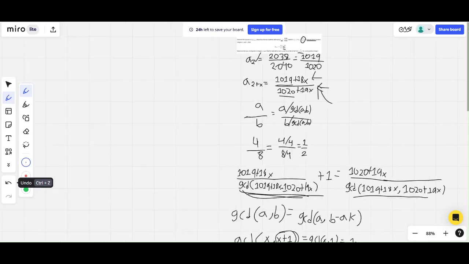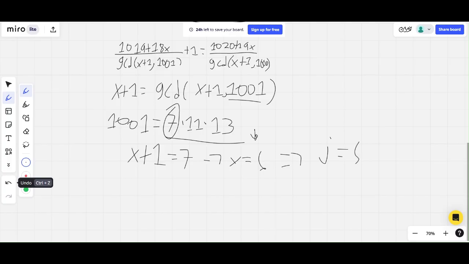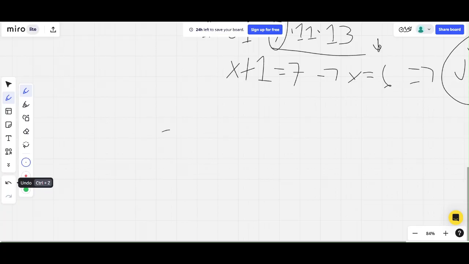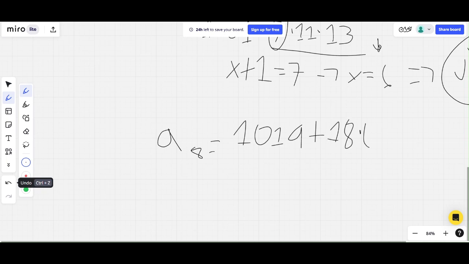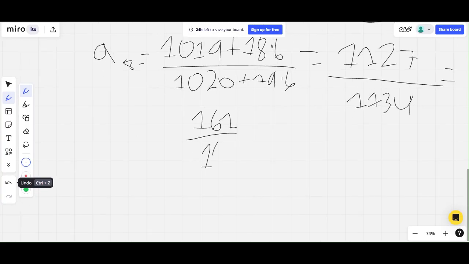And if we look back at our original equation, if x equals 6, then j is 2 plus x, which in this case equals 8. So j equals 8 for this case. And now we can do the same exact thing, but for a of 8. So we know that a of 8 equals 1019 plus 18 times 6 over 1020 plus 19 times 6. And if we simplify this, we get 1127 over 1134, and we can simplify these further to finally get 161 over 162. So j equals 8 does in fact work.